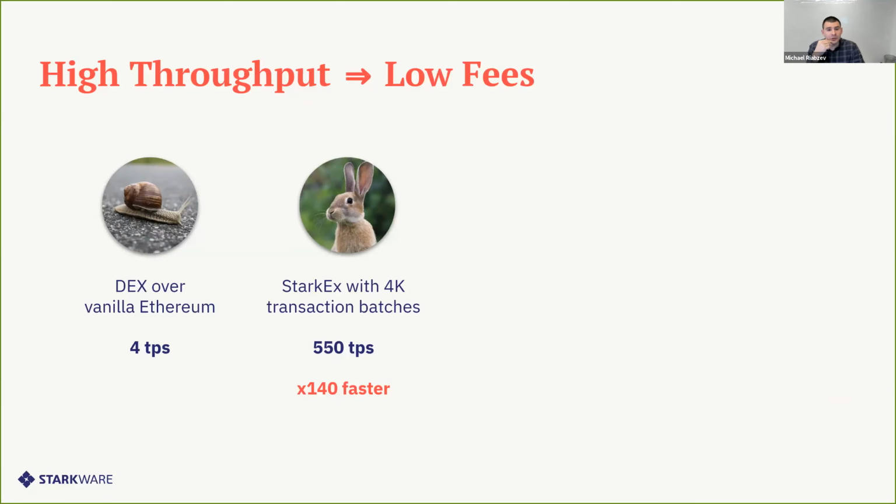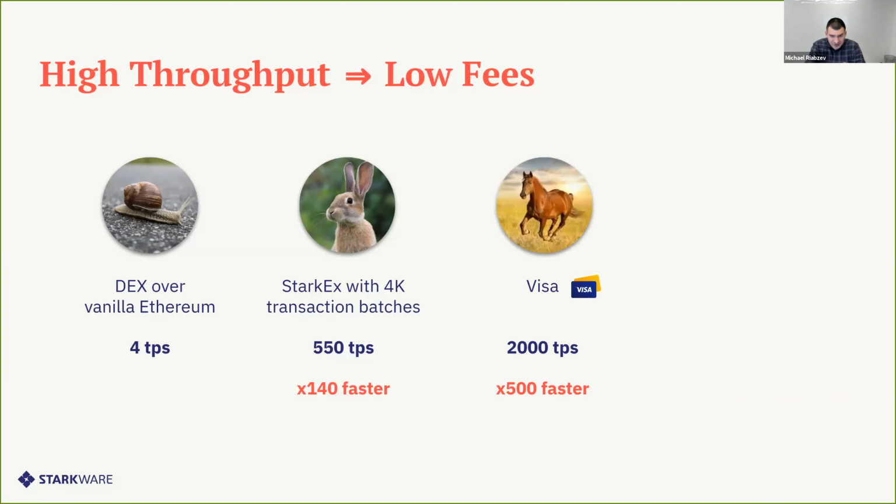So when we use batches of 4,000 transactions, we get to a rate of 550 transactions per second, which is already much, much faster than what the standard decentralized exchanges provide. But this is still not what classical systems provide. For example, Visa handles a rate of approximately 2,000 transactions per second.